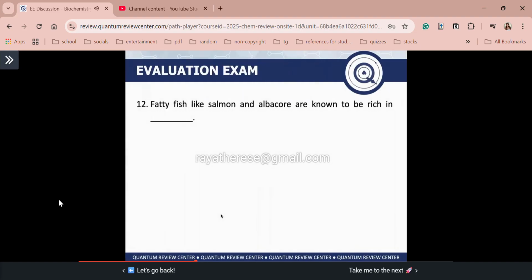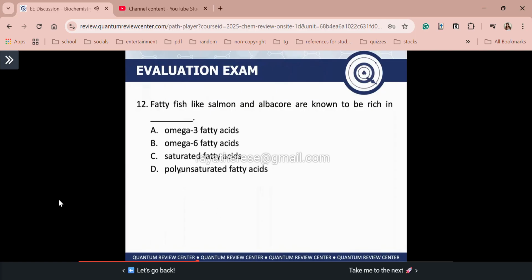Alright, so for number 12, again, as you can see, class, the question is very trivia in biochem. So it's a hit or miss. That's why we need to cover a lot of topics. Anyway, going back, fatty fish like salmon and albacore are known to be rich in, A, omega-3, B, omega-6 fatty acids, C, saturated fatty acids, or D, polyunsaturated fatty acids.